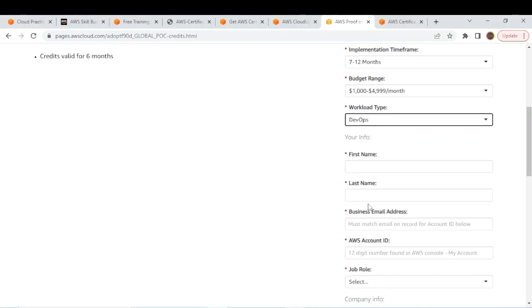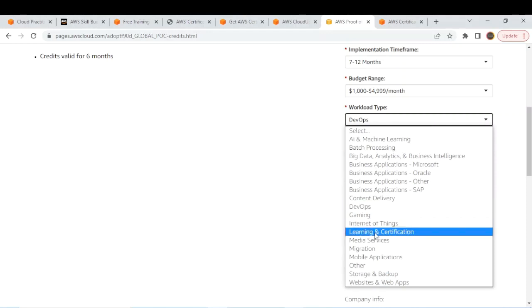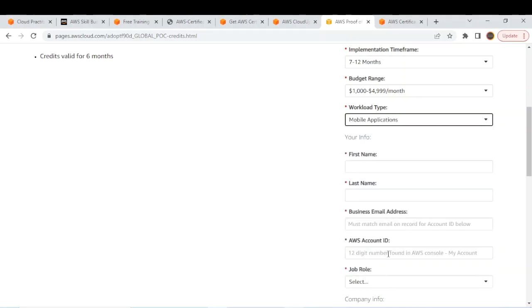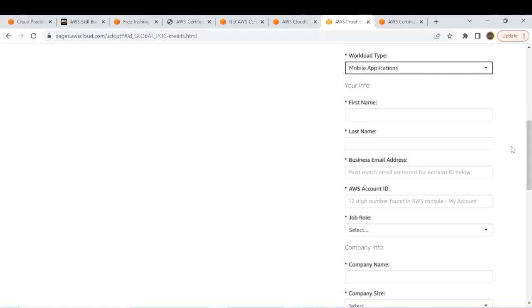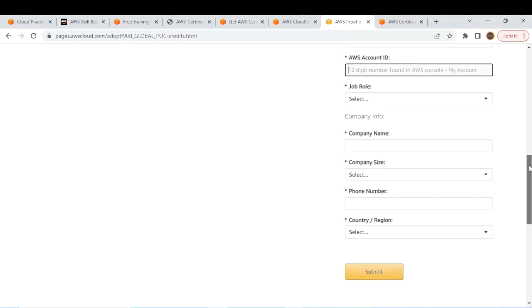And in terms of workload, you can choose what workload it is suited for, whether it is Internet of Things, learning and certifications, media migrations, or mobile applications, right? So whichever category you're working on, you can choose it and fill in your personal information, for example, first name, last name, business email address, and AWS account ID. This is your actual AWS account ID, because you need to be absolutely sure when feeding this information. Give your actual AWS account ID. Otherwise, if you give a wrong ID, this request will straight away be rejected by AWS, because they're going to validate this account ID against your information. So account ID and personal information have to match. Fill out the rest of the information like job role and company information, and submit it.